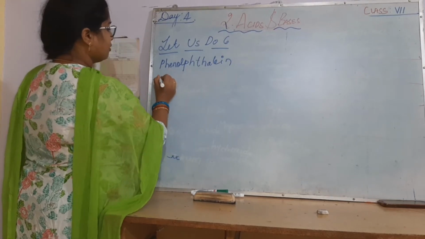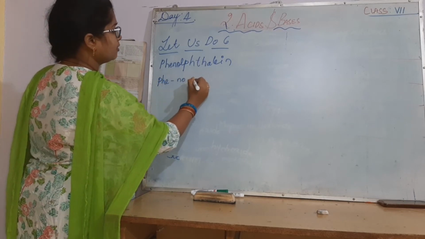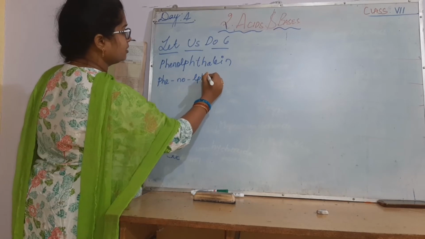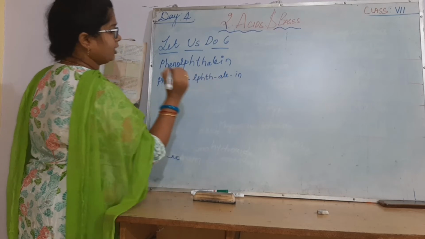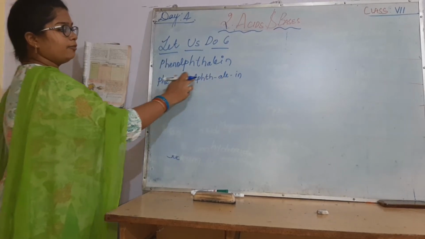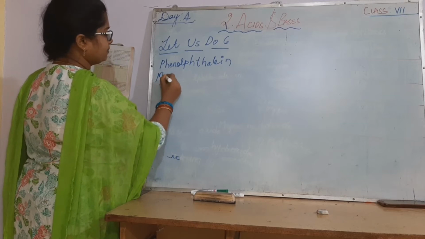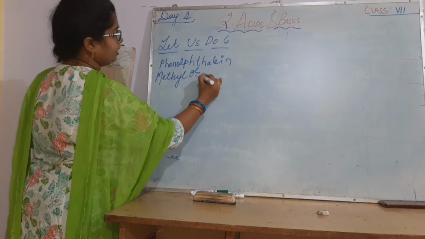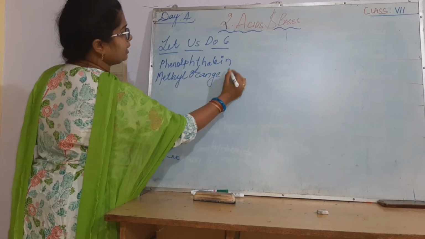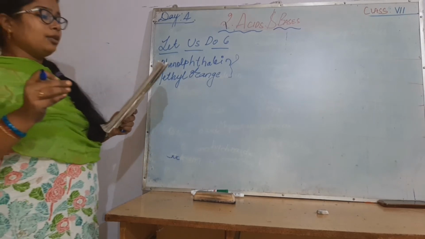Phenolphthalein. It's a big spelling. Phenolphthalein. Okay, and methyl orange. These two are also indicators. They are asking you to check. Let us check with all the substances.